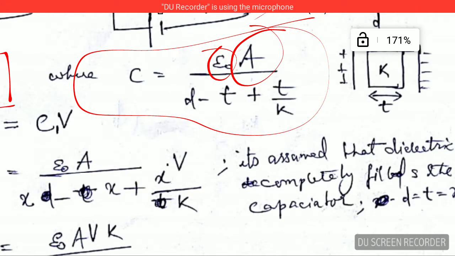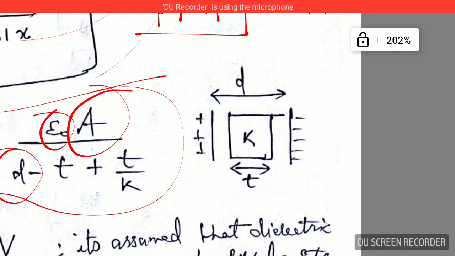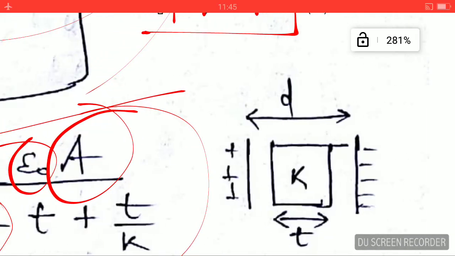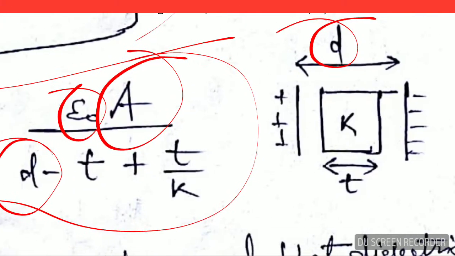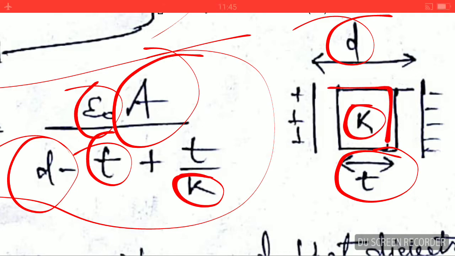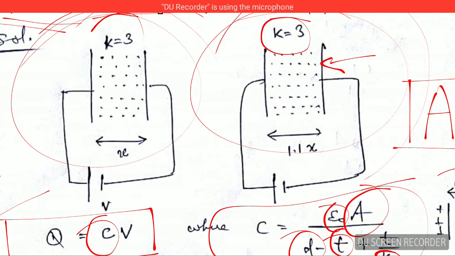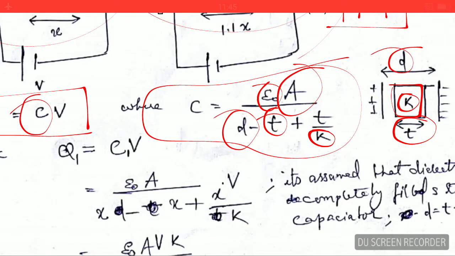D is the distance between the plates, and t is the thickness of the dielectric, K is the dielectric constant of the dielectric. So K is the dielectric constant, t is the thickness of the dielectric, and D is the distance between the plates. In our case this dielectric completely fills the capacitor, so D will be equal to t.